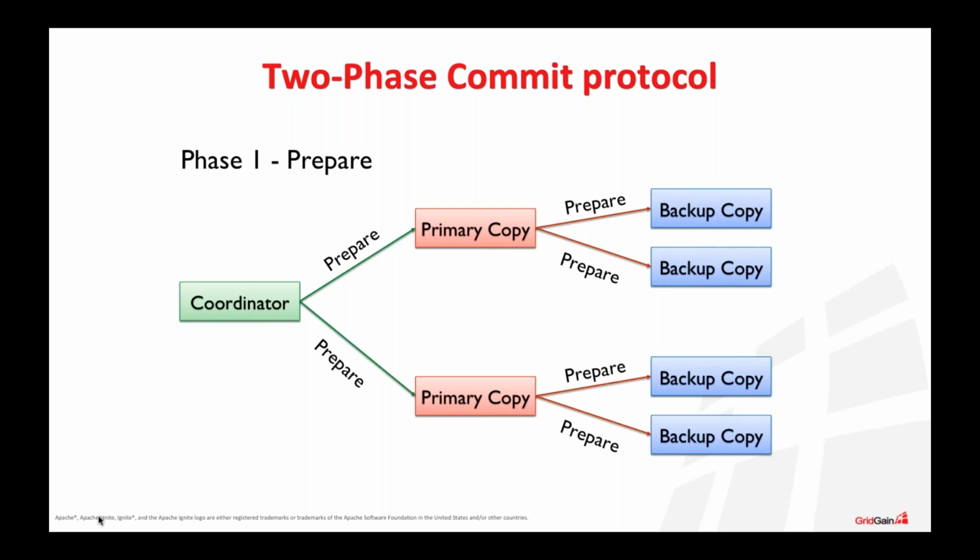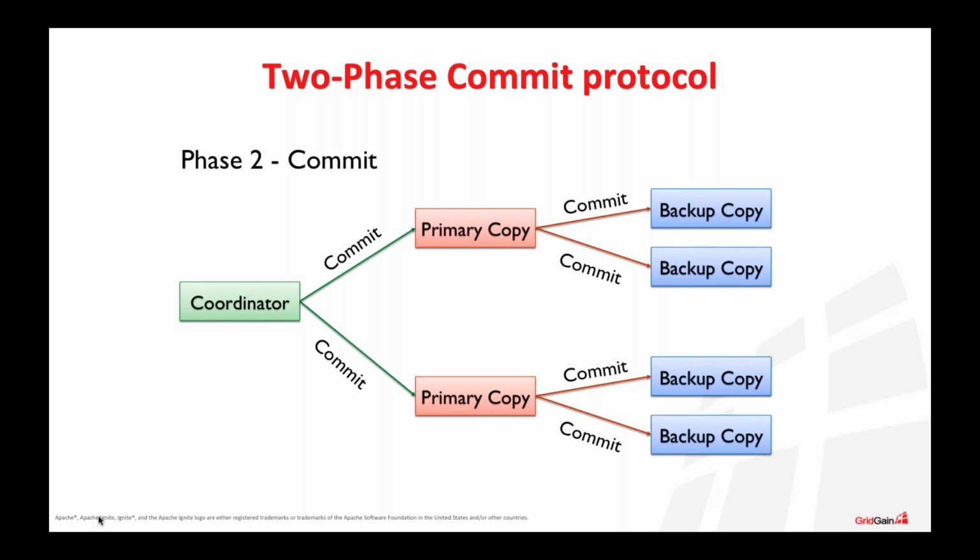And here we can see we've got primary nodes and backup nodes. The prepare message goes to the primaries. Primaries send the prepare message to the backup copies, and everyone acquires their locks. Once everybody has received the prepare message and said, yes, we're ready, then we can do a commit. Okay, so we can see this here.